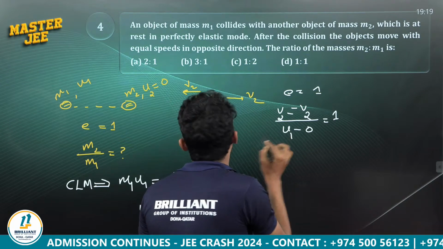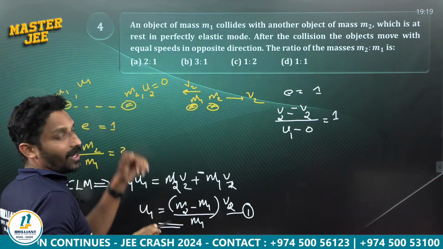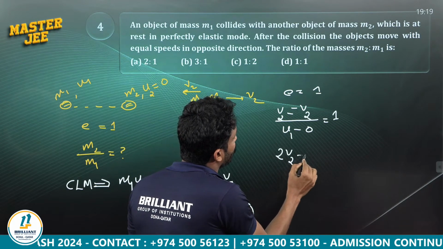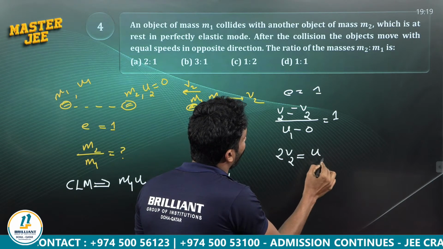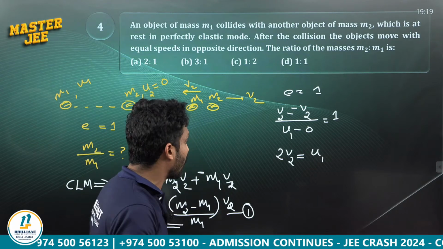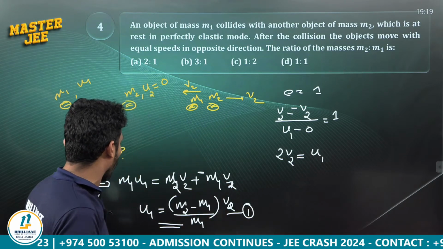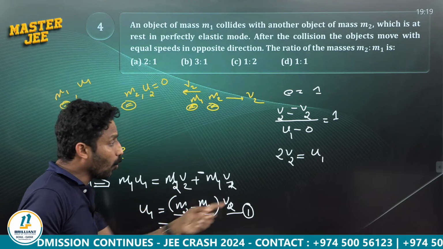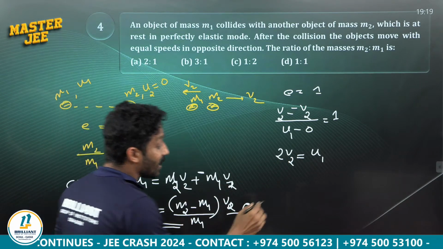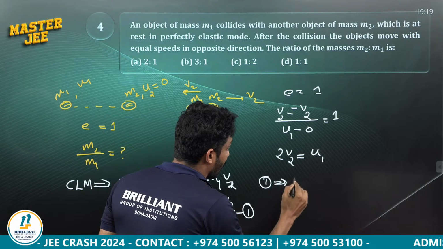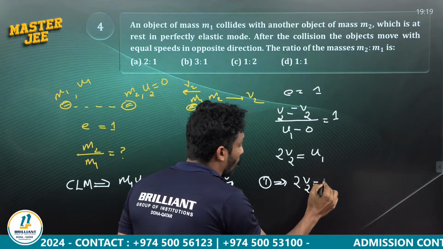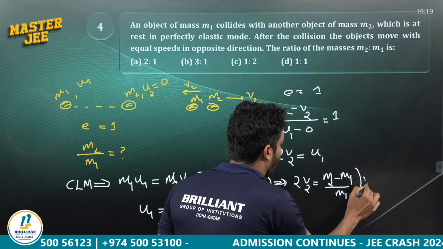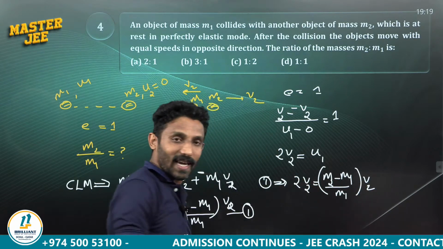Actually, this is u1. Now v2 plus v2, that is twice v2, is equal to u1. We get u1 is equal to twice v2. So we place this in equation 1: twice v2 is equal to (m2 minus m1) divided by m1 into v2, isn't it? v2 is cancelled.